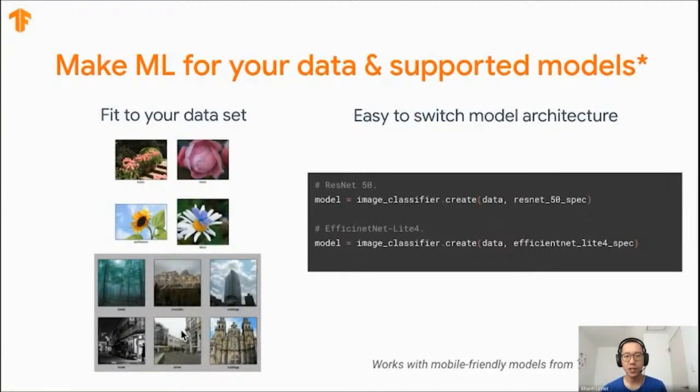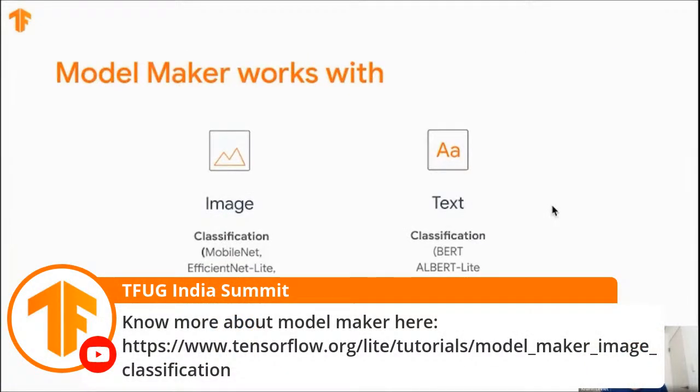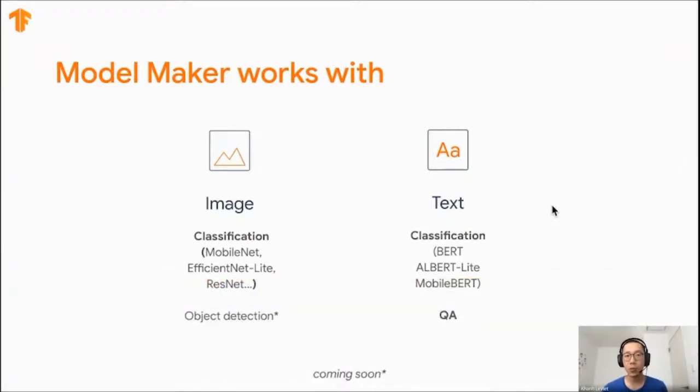In on-device machine learning, you'll have to constantly make a trade-off between model accuracy versus inference speed and model size. So that's why we want you to be able to not only customize a state-of-the-art model for your dataset, but also easily switch between different model architectures so that you can find the optimal balance between model accuracy and inference speed. As I show in the code just here, you can switch from a ResNet model architecture to an EfficientNet-Lite model architecture by just changing 1 parameter. Currently, we support image classification, text classification, and Q&A with TensorFlow Lite Model Maker, and new use cases such as object detection are coming soon.